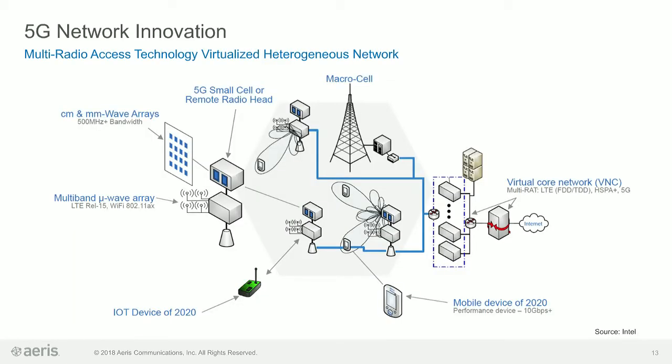Let's look at some of the network innovations that will be required to support this. One of the key aspects of the high performance throughput of 5G is that it may require new spectrum. On the left-hand side, you see the centimeter and millimeter wave arrays that are being deployed or studied at this point for very high performance, as well as the fact that you can see IoT devices on the bottom being integrated into this network.